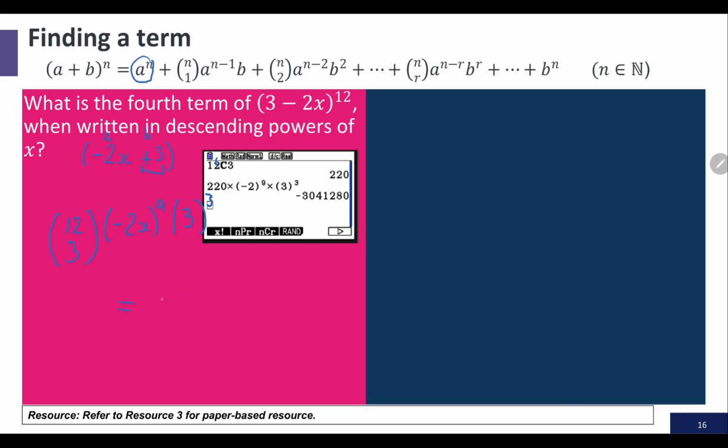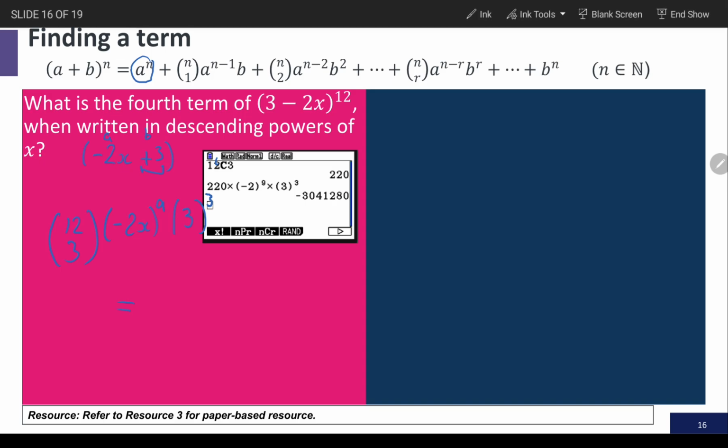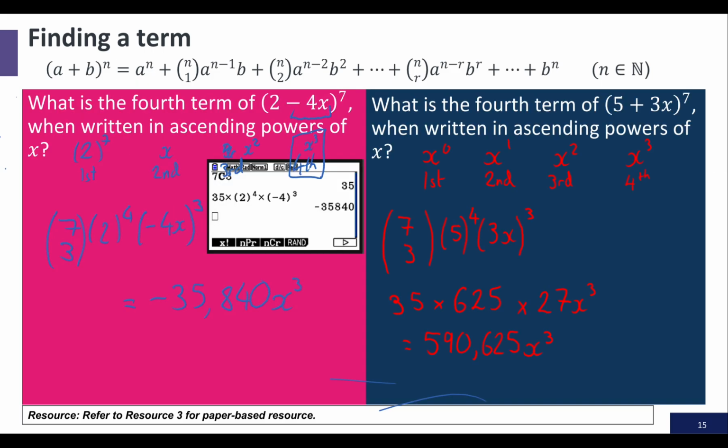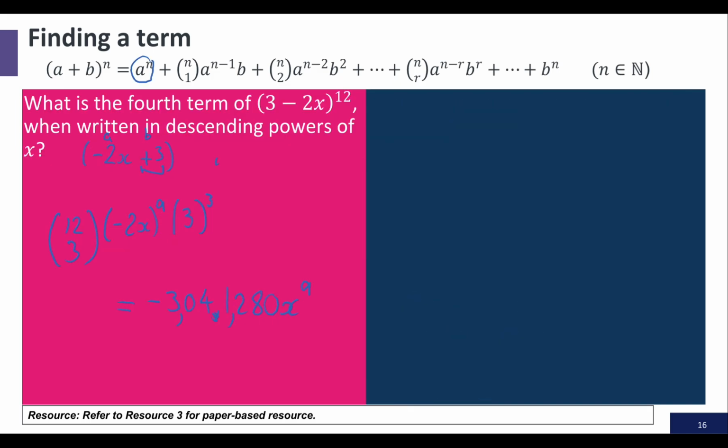So that comes out as minus 3,041,280. So 3 million, etc. So that's the fourth term. The only thing you haven't done is put a power on it, so it's going to be x to the power of 9. So in descending powers of x, the first one would have been x to the power of 12, etc. So it does matter whether you're doing ascending or descending. You just need to move the terms around.